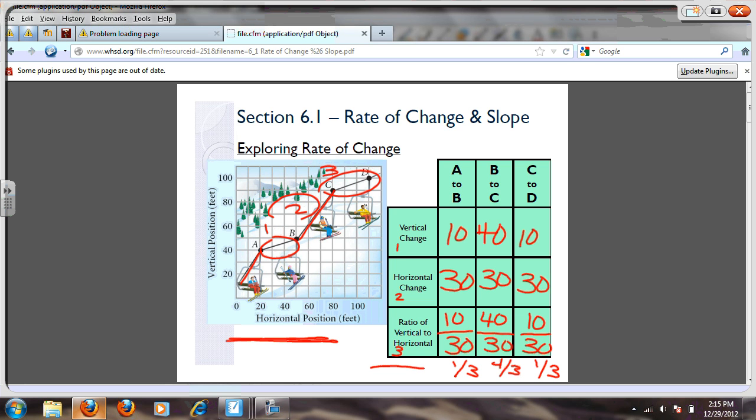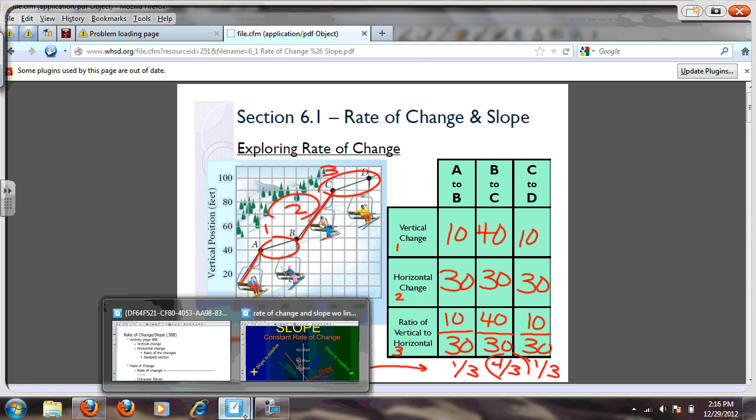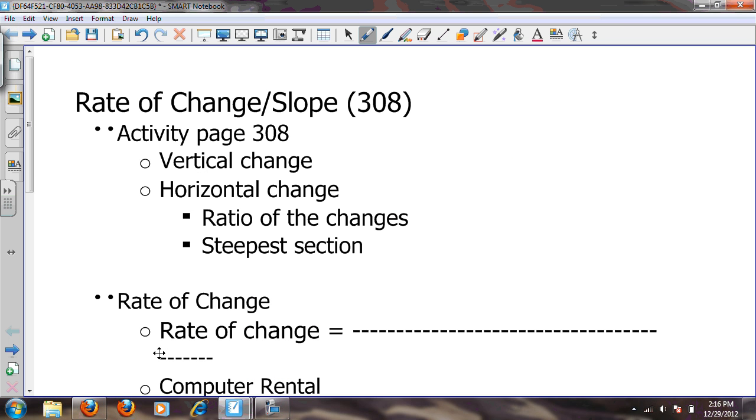What do you know about the ratios of A to B, B to C, and C to D, or B to C in comparison to the other two? It is the largest ratio. Okay? So as we look at that, and as we move into our note section here, we looked at the vertical change, and we looked at the horizontal change on our ski lift. And we looked at the ratio of vertical to horizontal. And we looked at the steepest section. So now we're talking about rate of change.